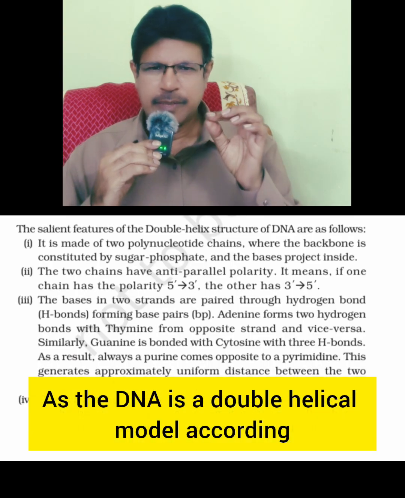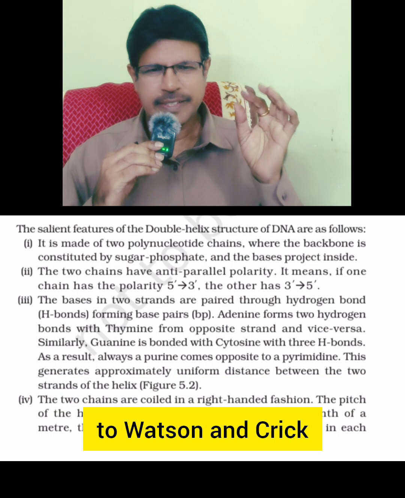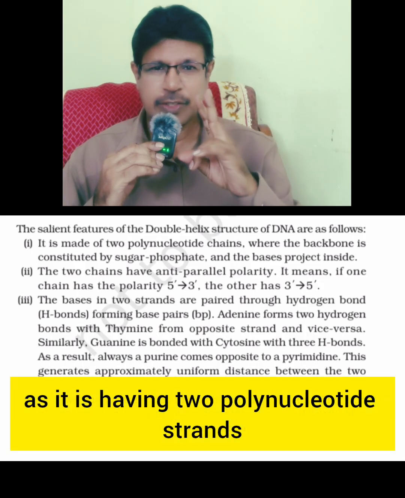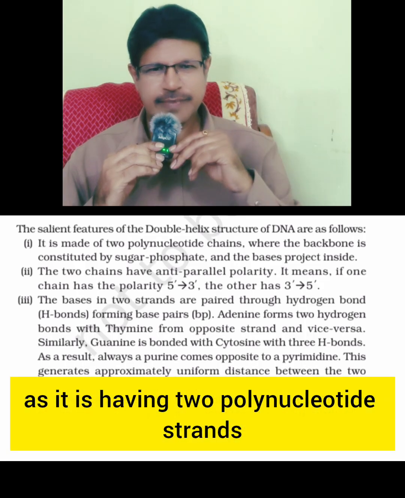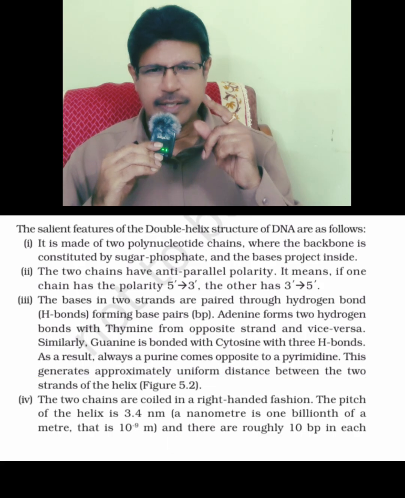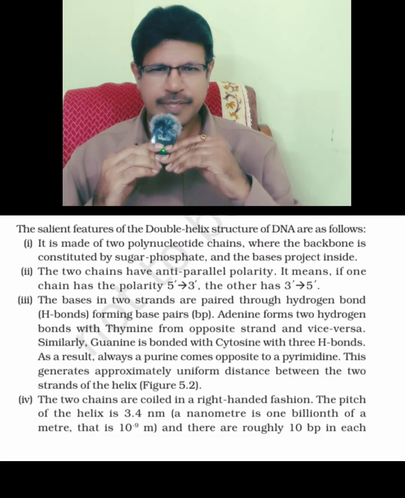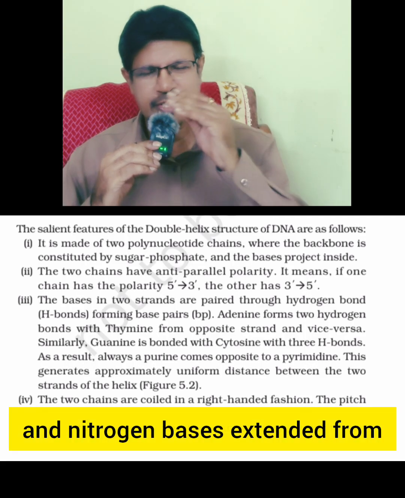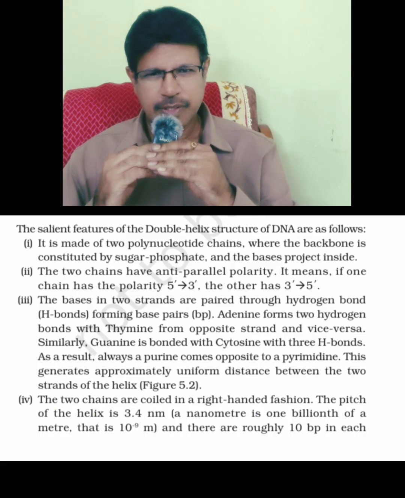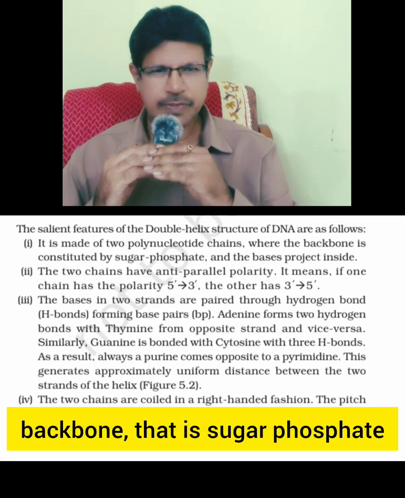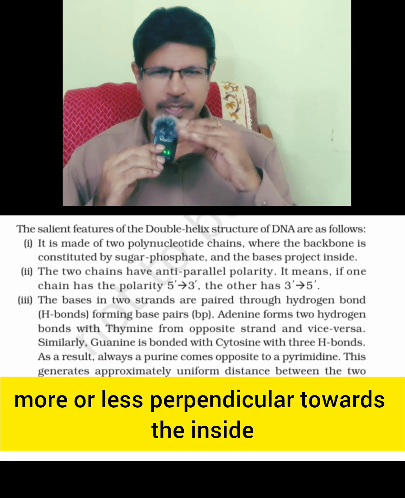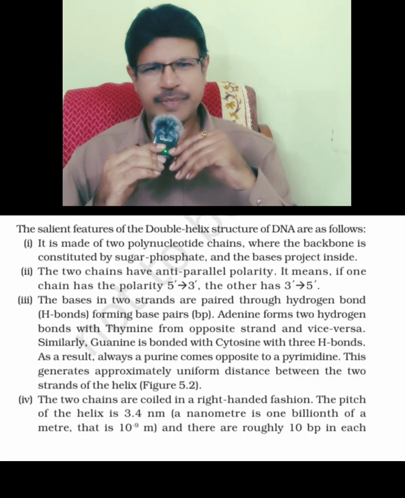As the DNA is a double helical model according to Watson and Crick, it has two polynucleotide strands, with sugar and phosphate alternately present, and nitrogen bases extended from the backbone, that is the sugar-phosphate, more or less perpendicular towards the inside.